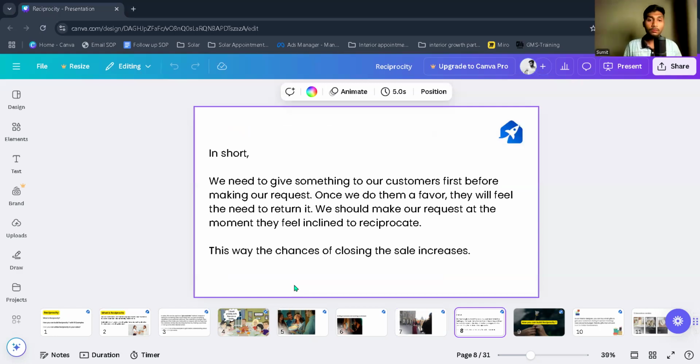And in short, we have to give something to our customer first before making the request. Once you do them a favor, they feel they need to return it. We should make our request at the moment they feel inclined to reciprocate. This way, the chances of closing a sale increase.